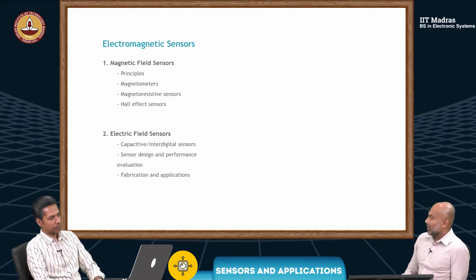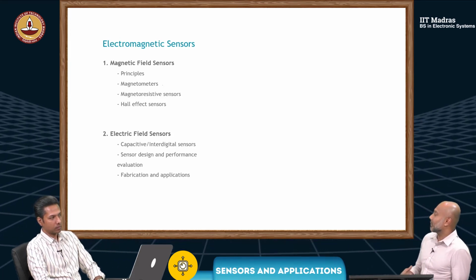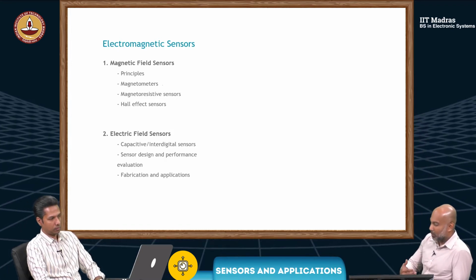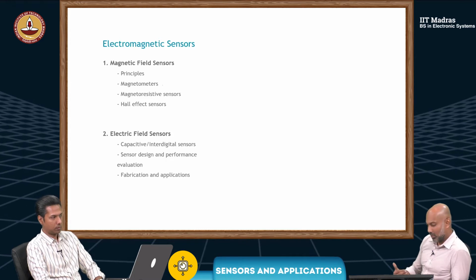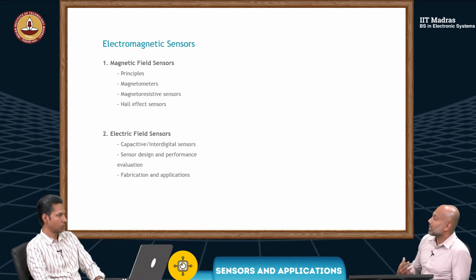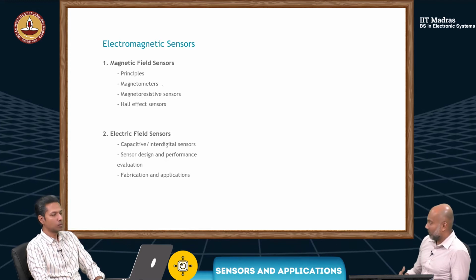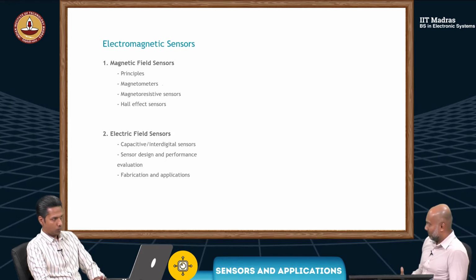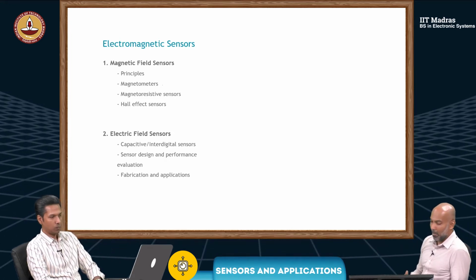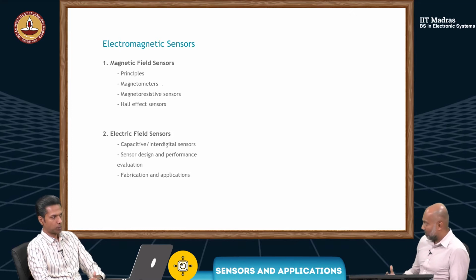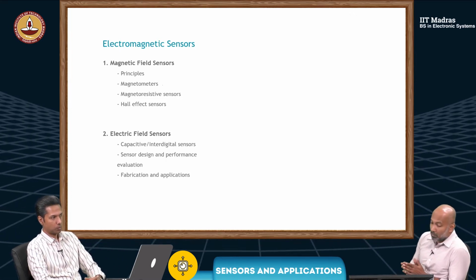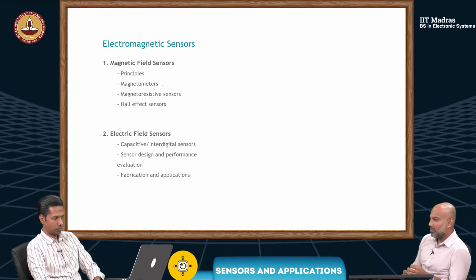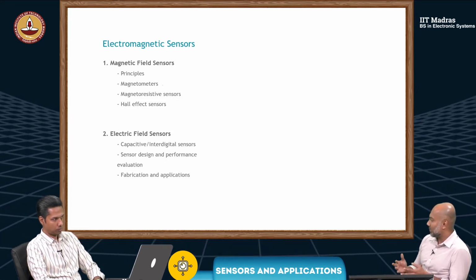And then we're going to talk about utilizing electric fields for measurements. In the first section, we'll talk about magnetic fields, and in this next section, we'll talk about electric fields. What kind of things can we measure using electric fields? And here, we're going to focus on what we call capacitive or interdigital type sensors. Here, we'll talk again about the principles of electric field measurement, a bit of sensor design and performance evaluation, and briefly we'll talk about fabrication and different applications.